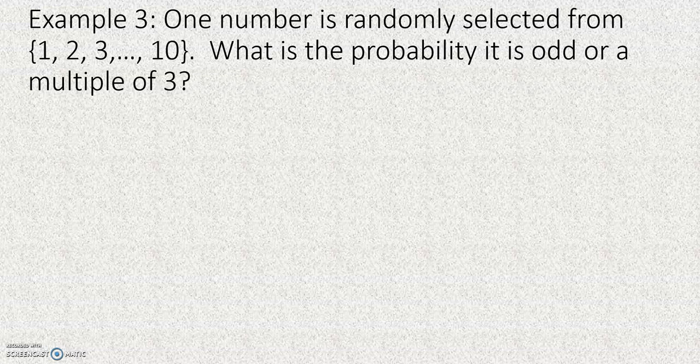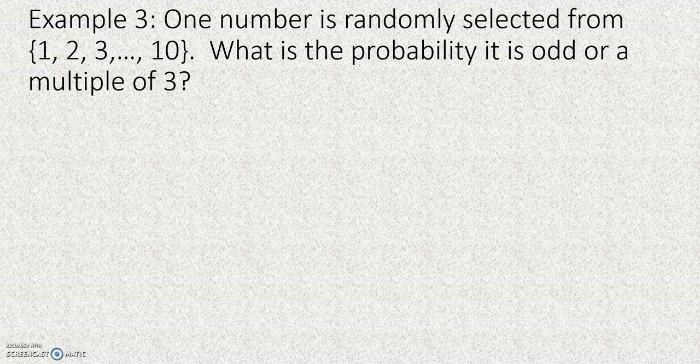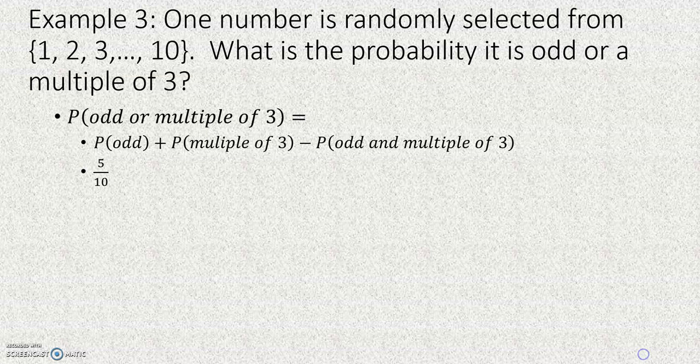Example: one number is randomly selected from the digits 1 through 10. What is the probability it is odd or a multiple of 3? The probability of odd or a multiple of 3 is the probability of odd plus the probability it's a multiple of 3 minus the probability that it's odd and a multiple of 3. Probability that it's odd is 5 out of 10.